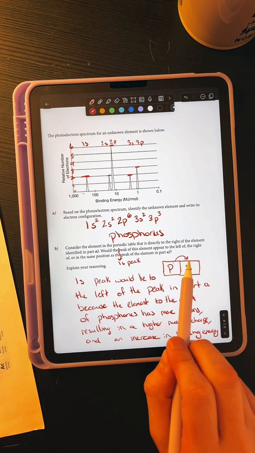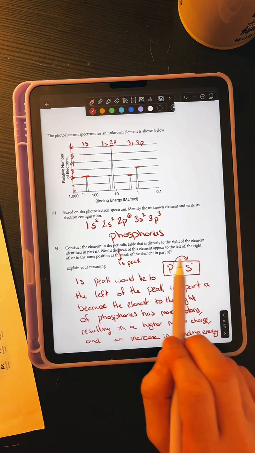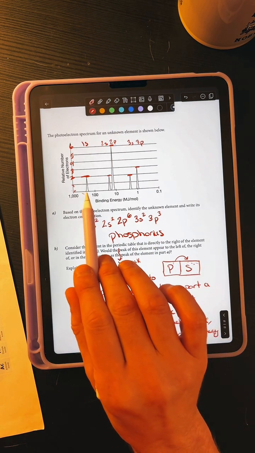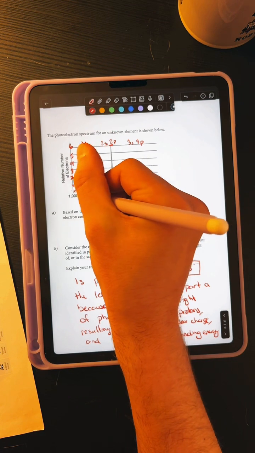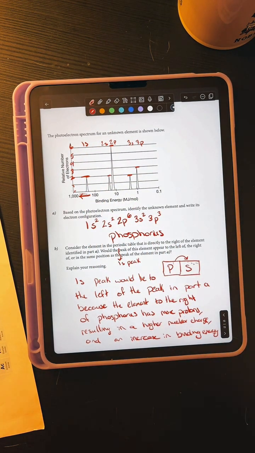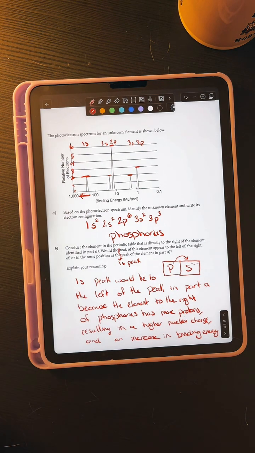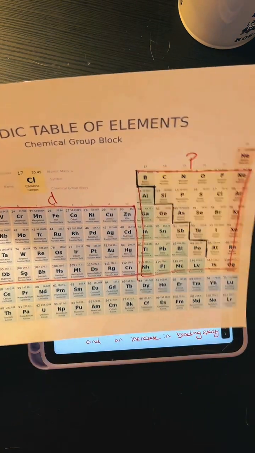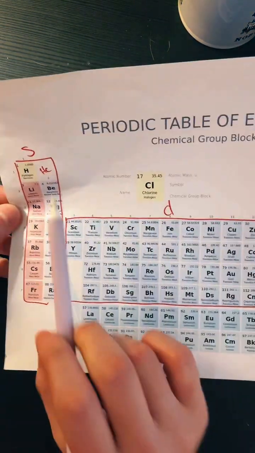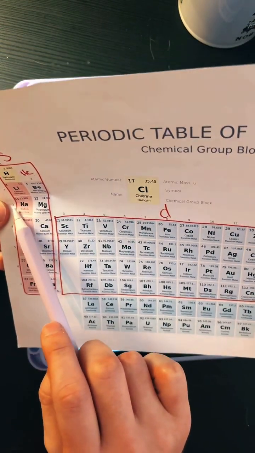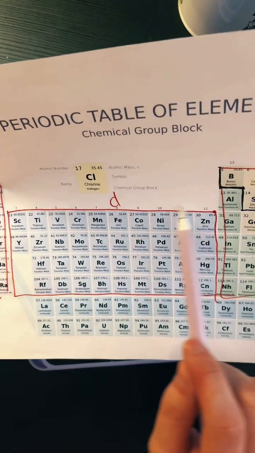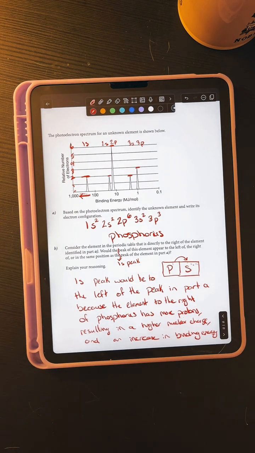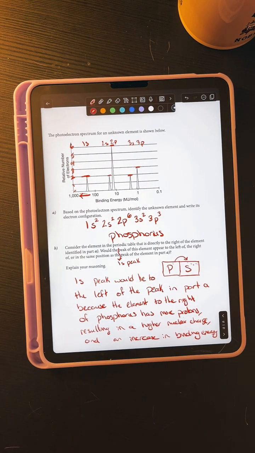Because we're increasing our number of protons, we have a higher Z effective, or a higher nuclear charge, resulting in a higher binding energy. And our binding energy increases as we go to the left, so the peak would be to the left. So yes, our number of protons increases our Z effective, because Z effective increases as you go from the left to the right. You're increasing the amount of protons, you're increasing your nuclear charge. Perfect. I know that one was a tough one.